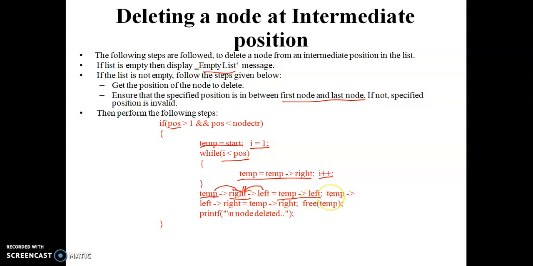Then we are updating another pointer, temp of left of right. Temp of left of right, that is temp of previous node. Left is nothing but its previous node. Previous node next is the temp of right. So first we are assigning temp node right, that is temp node next node, and its left is the temp of left, that is temp node previous node.